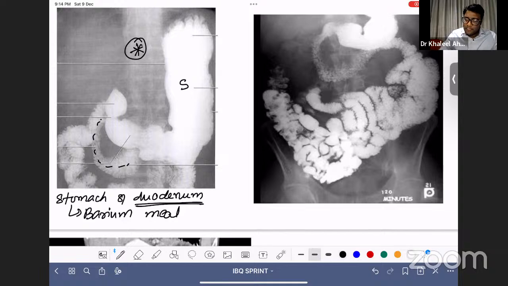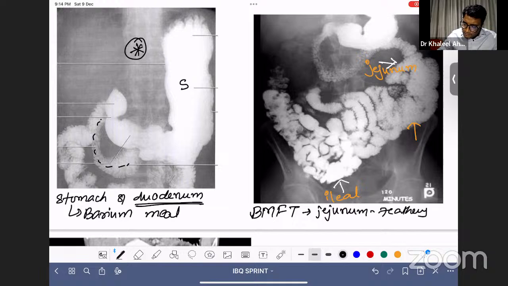But look at this image. Here you are seeing the small intestinal loops. If you look carefully, the jejunal loops appear very feathery because of the valvulae conniventes. The jejunum appears different from the ileal loops. The ileal loops are featureless. So please remember, this is a barium meal follow through. In it, the jejunum will show a feathery appearance and the ileum will be featureless because they don't have the valvulae conniventes.